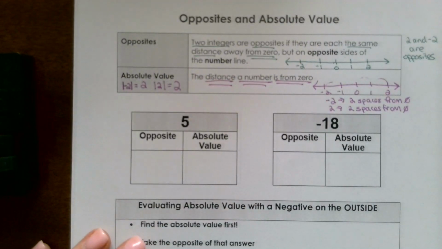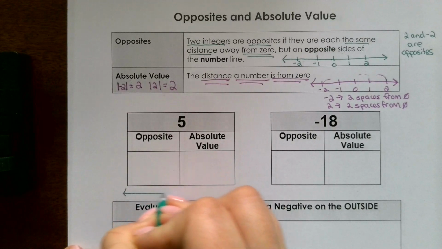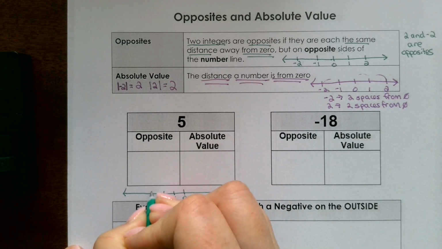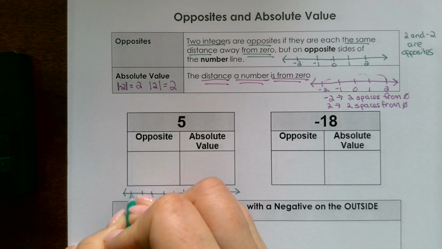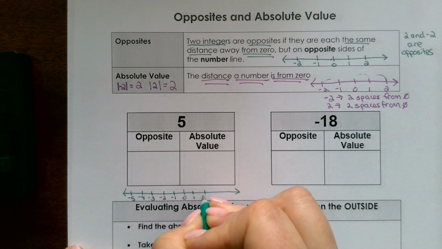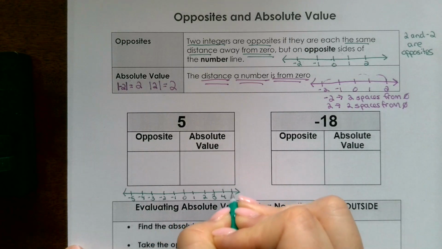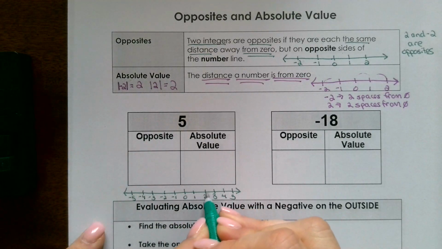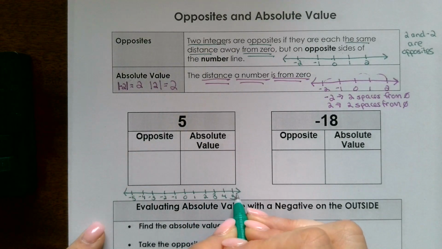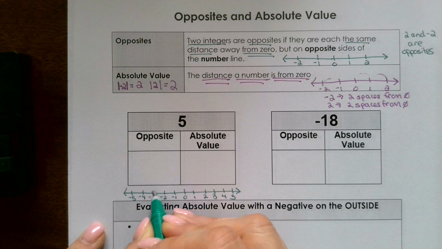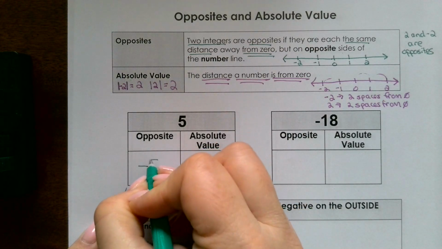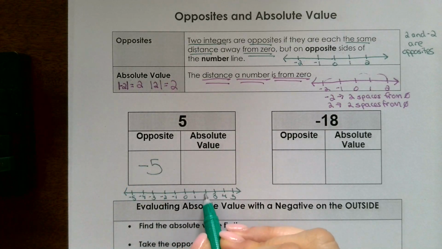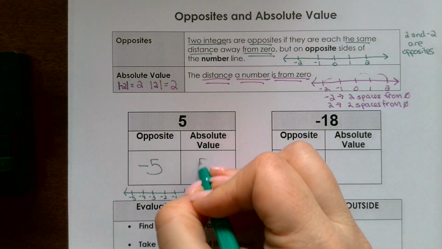Let's take a look at the number 5. If I were to draw a number line for 5, I've got 0, -1, -2, -3, -4, -5, and we've got 1, 2, 3, 4, 5. I can see 5 is 5 spaces away from 0. On the opposite side, 5 spaces away is -5. Now the absolute value of 5 is 5 spaces from 0.